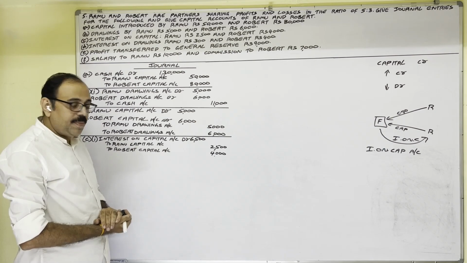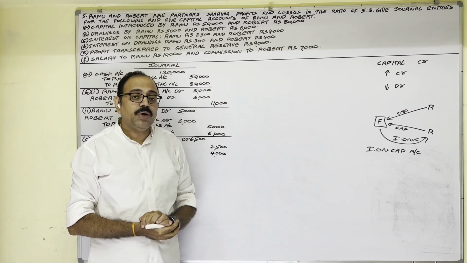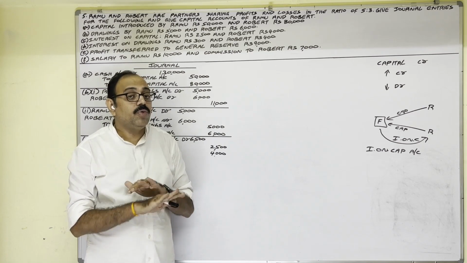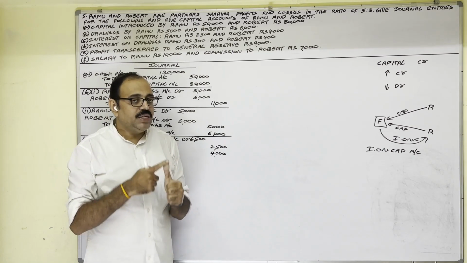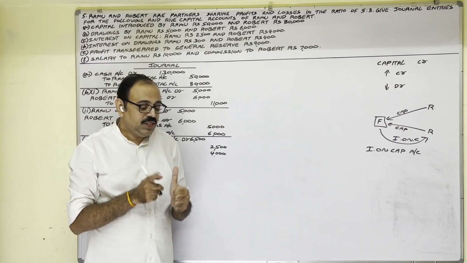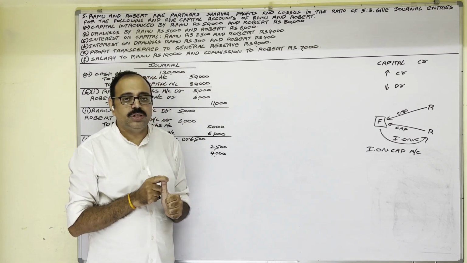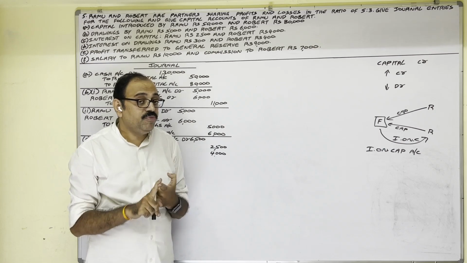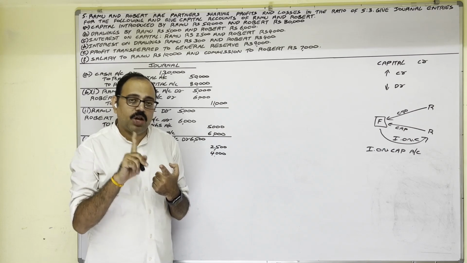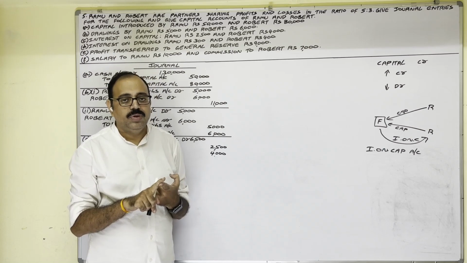The second entry is what? Interest on capital account is a nominal account. Nominal accounts are temporary accounts, so at the year end we have to close them. Suppose wages, which we show in final accounts on the trading account debit side. Wages account we should close by transferring the balance to trading account. Suppose salaries, which we show in the profit and loss account. Salary account is a nominal account. How should we close it at the year end? By transferring to profit and loss account.